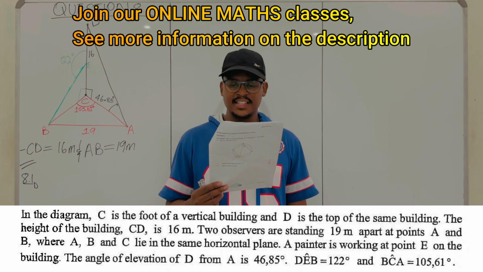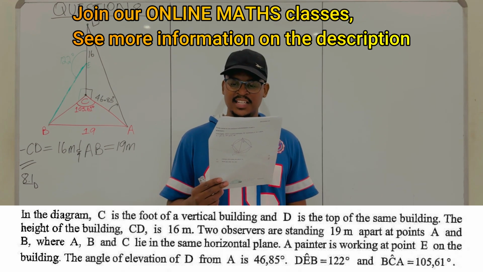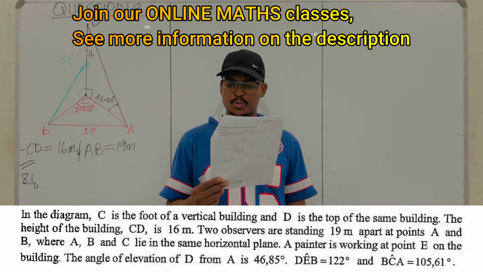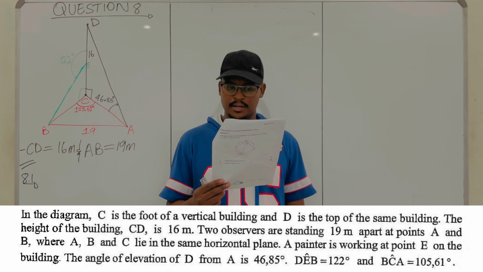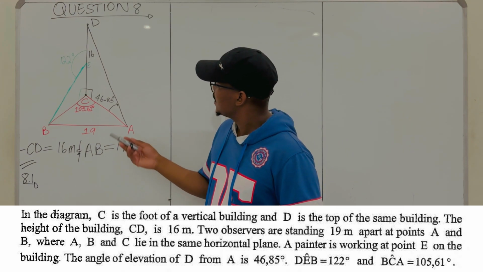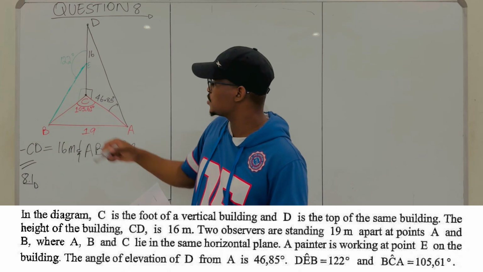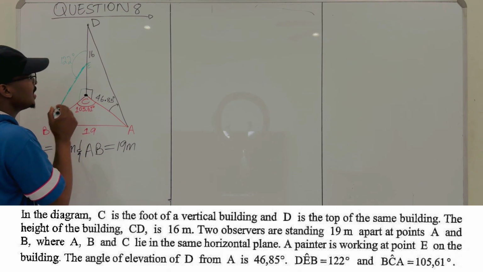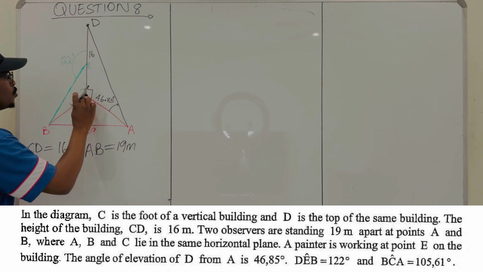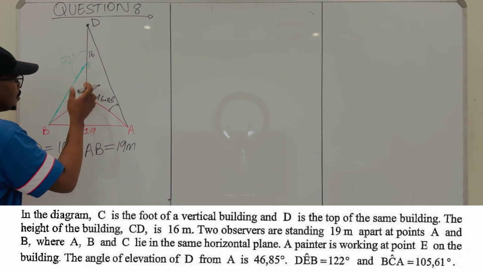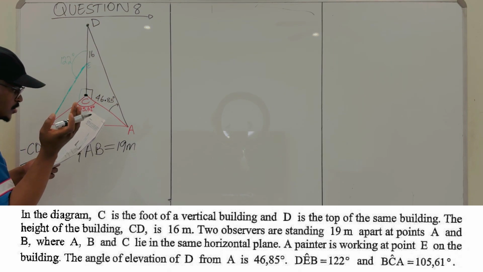We are told that angle E, which is the angle between DE and EB, is 122 degrees. And angle C, which is the angle formed by line BC and CA, is 105.61. So let's look at this. What are they saying? In the diagram, this point here is the foot of the building, the base of the building, and this is the ground, right? And they're saying D is the top of the building. So it's more like some sort of a corner of a building here.